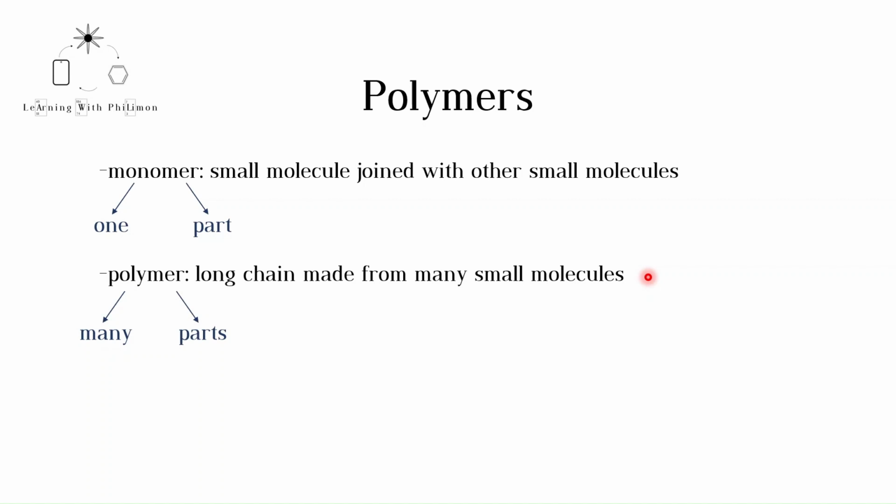Let's imagine that the monomer is this box. Joining many monomers together, we get this polymer. A polymer consists of many monomers joined together. Note that the black line represents a chemical bond between the monomers. Now let's look at some examples of actual polymers.